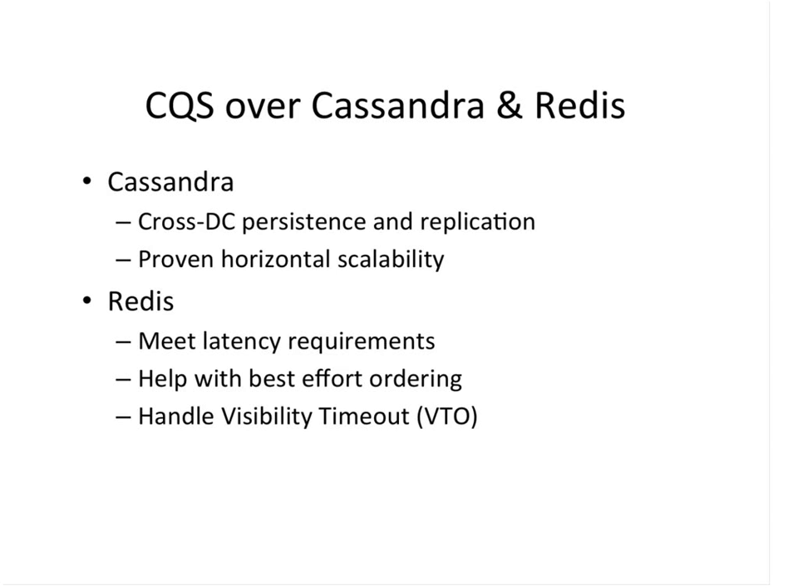And then Redis: at first we implemented this purely on Cassandra, and then a little bit later we did some refactoring. We brought Redis into the picture simply to meet our tight latency requirements. And also, as you will see, Redis is not just a simple cache like memcached, for instance, but it also provides a rich set of data structures such as lists and so forth. And we use that to our advantage to help with the best effort ordering of messages and to handle the visibility timeout mechanism that I was just describing when I explained the delete message API of the SQS stack.